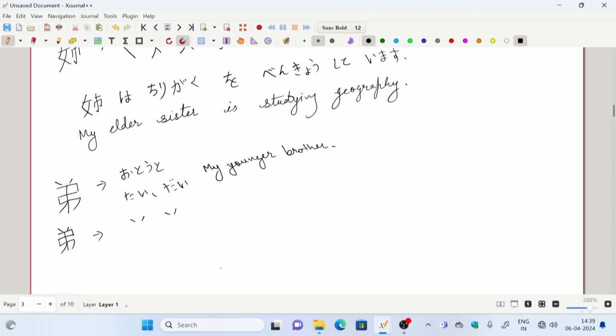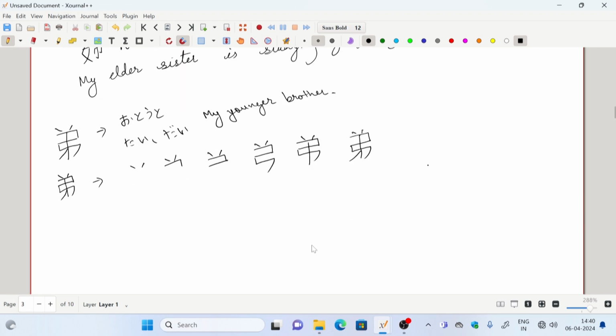First, second, third, first, second, third, fourth, second, third, fourth, fifth, second, third, fourth, fifth, sixth. This is how we write ototo. Next we can make a sentence. How do we use ototo in a sentence?